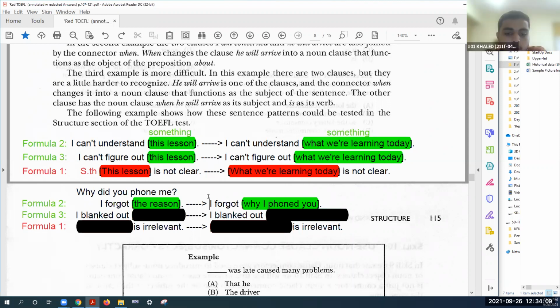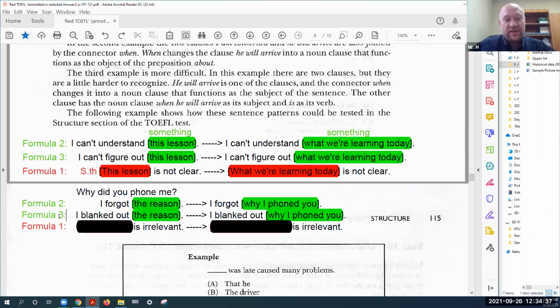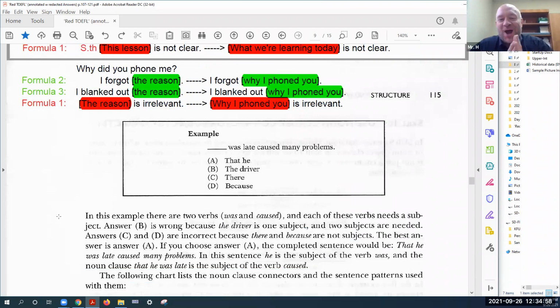Try the second, Harvey. Formula 3. I blanked out. Blanked out means I forgot. Same meaning. I blanked out the reason. Make it a clause. I blanked out why I phoned you. You got it. Okay. Osama, Formula 1. The reason is irrelevant. Irrelevant is unimportant. Why I phoned you is irrelevant. There you go. All right, gentlemen, try this example.